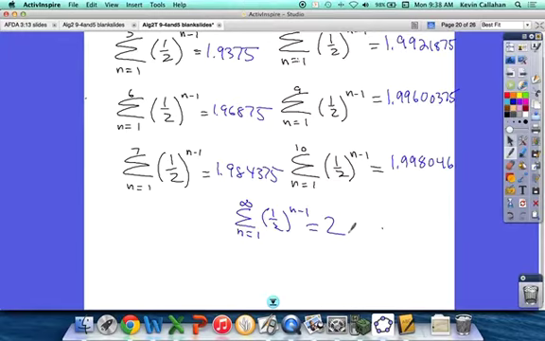So that's something that can happen with a geometric sequence that would never happen with an arithmetic one, that sometimes you can add up an infinite geometric sequence and it will actually converge to a number. That's what they call it, converging to a number, right?